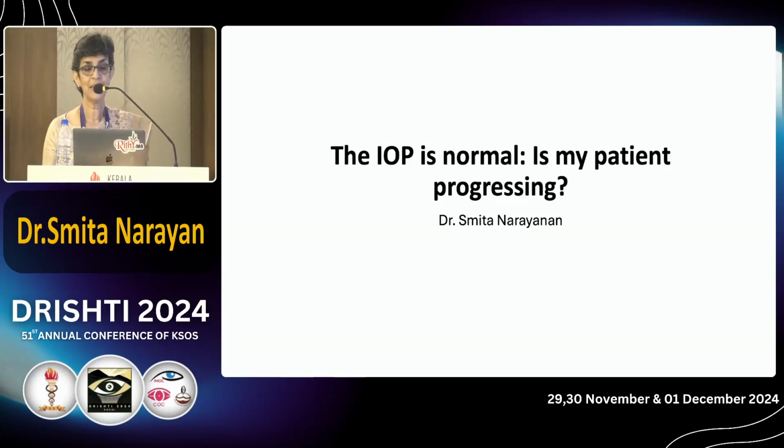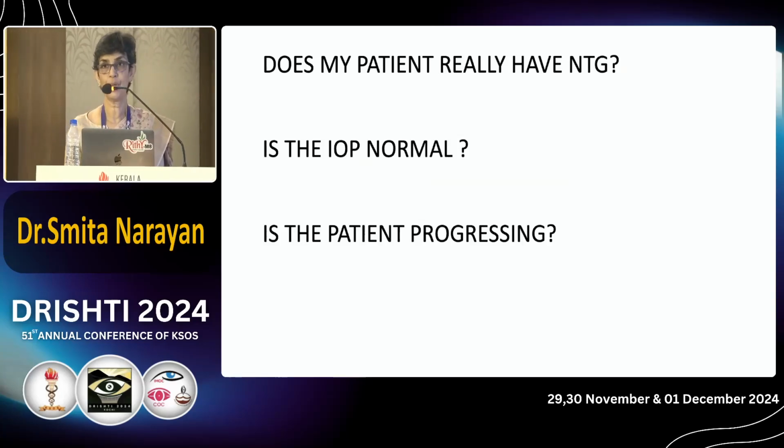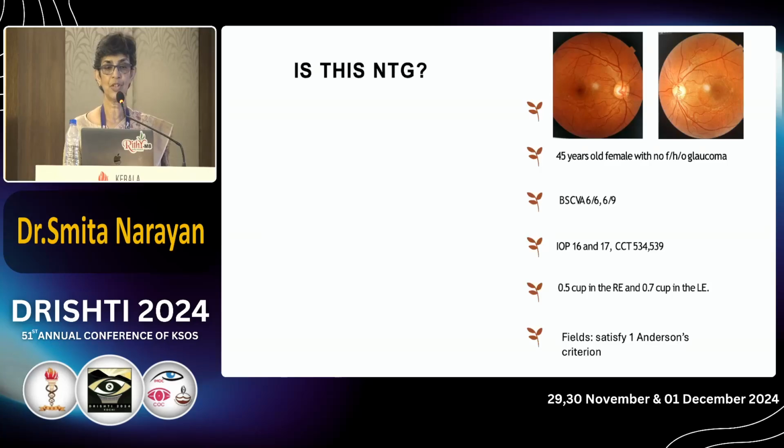The dilemma is, the IOP is normal. Is my patient progressing? This brings forth three questions in my mind. Does my patient really have normal tension glaucoma? Has the IOP been recorded correctly? And if the patient has normal tension glaucoma and the IOP has been recorded correctly, is the patient progressing? So let us come to the first question. Does my patient really have normal tension glaucoma?